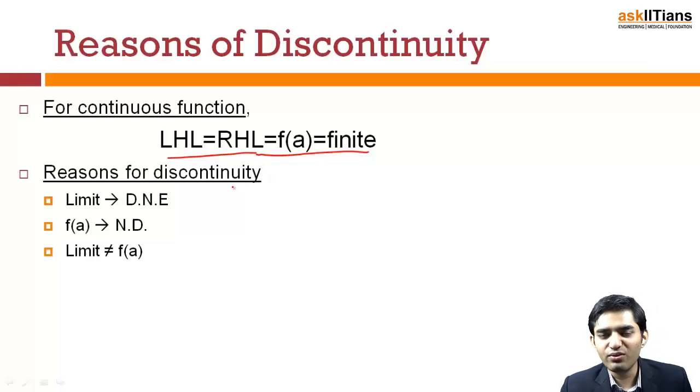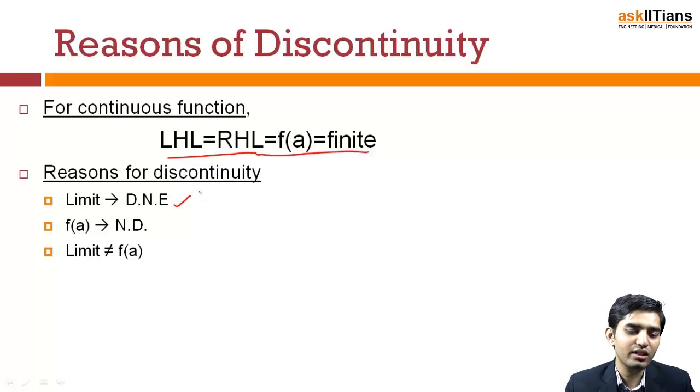The first reason for the function to be discontinuous is that the limit itself does not exist. If the limit does not exist, then the function will obviously be discontinuous. Because the limit should exist, the function should be defined, both of them should be equal, and both should be finite. Only then will the function be continuous, otherwise it will be discontinuous. So the first reason can be that the limit does not exist.